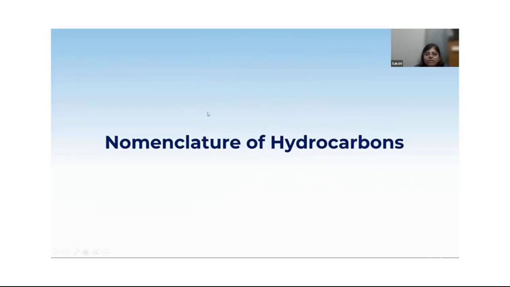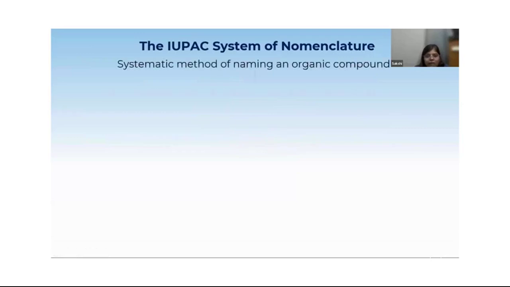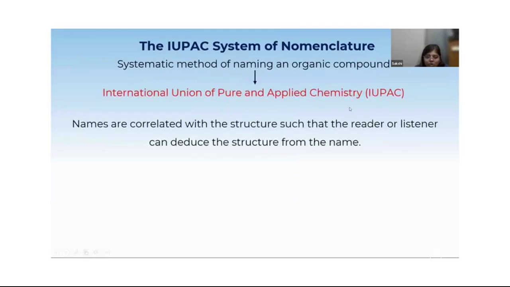Now we are moving on to the second topic for today, that is the nomenclature of hydrocarbons, right? I hope you understood about the classification of the organic compounds. Today we are going to study nomenclature. So let us see the IUPAC system of nomenclature. The full form of IUPAC is International Union of Pure and Applied Chemistry. This organization has given us certain rules to name these compounds.